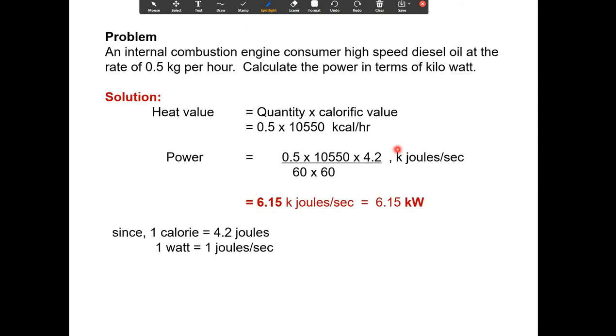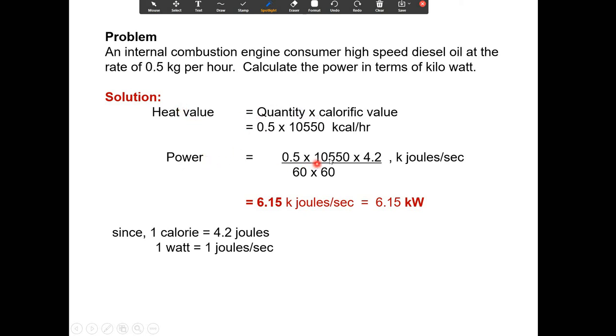So now we take some problems on the fuel supply system. An internal combustion engine consumes high-speed diesel oil at the rate of 0.5 kg per hour. Calculate the power in terms of kilowatt. So now the heat value is calculated through this formula, that is quantity into calorific value. The quantity of the oil is given, that is 0.5 kg per hour. So 0.5 into the calorific value of that oil, which is 10,550 kilocalories per hour. So now you will get the heat value.